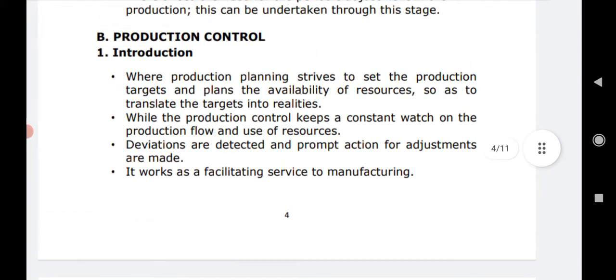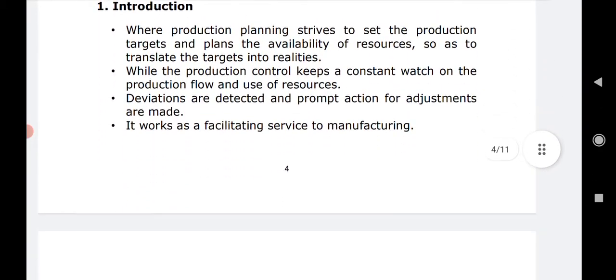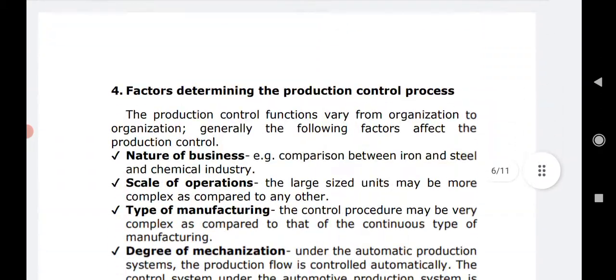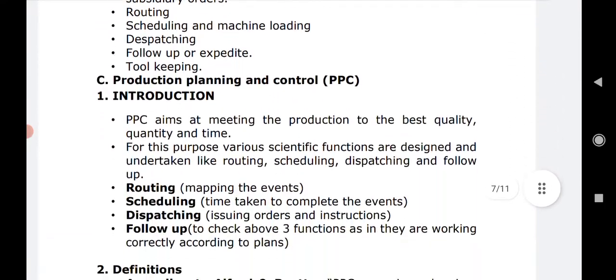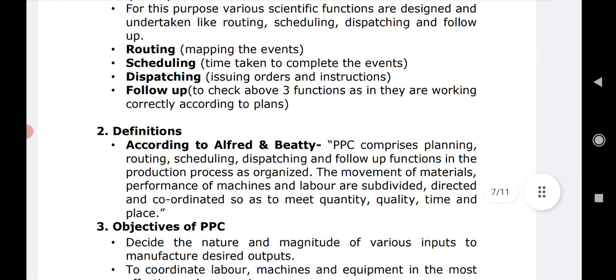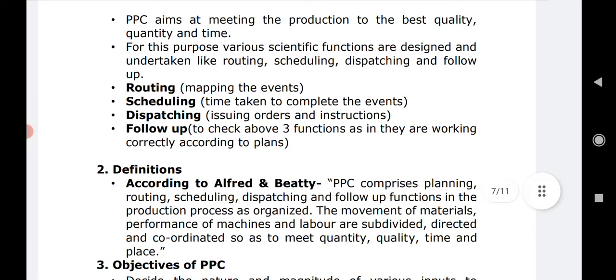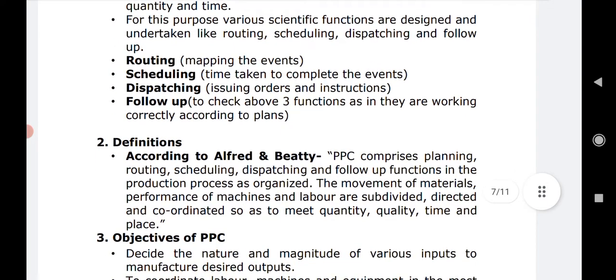Let us start with the function of routing. So what is routing? Routing means mapping the events. That means we come to know exactly what is the route of production, what are the different stages of production. Scheduling is always related to time, so it is the time taken to complete the events. Dispatching means issuing the orders.